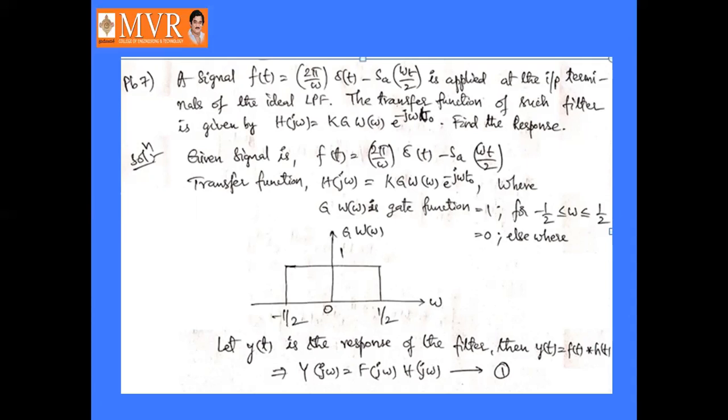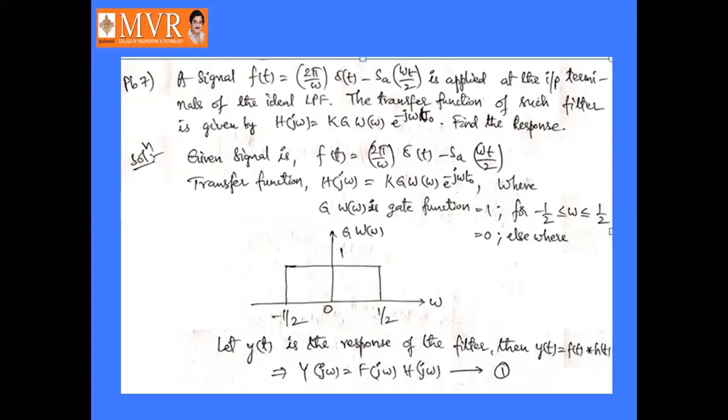What is the given signal? The given signal is f of t equal to 2 pi by omega into delta of t minus Sa of omega t by 2. What is the transfer function here? H of j omega equal to k into g of omega into e power minus j omega t naught, where g of omega is the gate function. It is defined as 1 for minus 1 by 2 less than or equal to omega less than or equal to 1 by 2, and equal to 0 elsewhere. So it exists from minus 1 by 2 to plus 1 by 2.